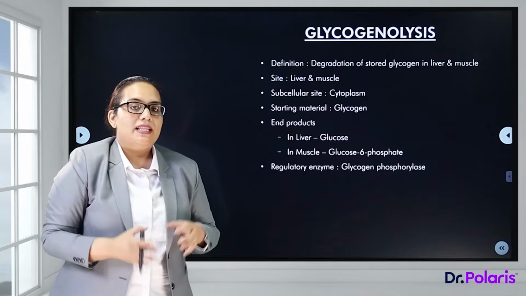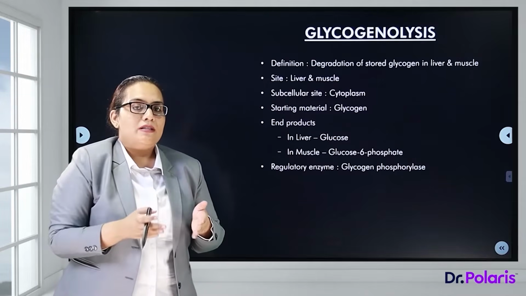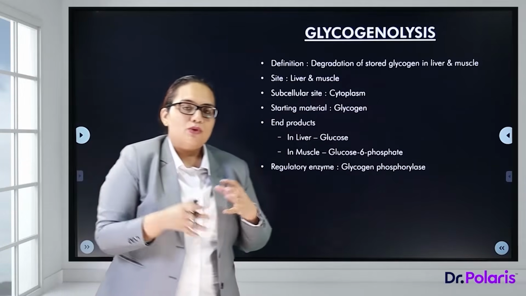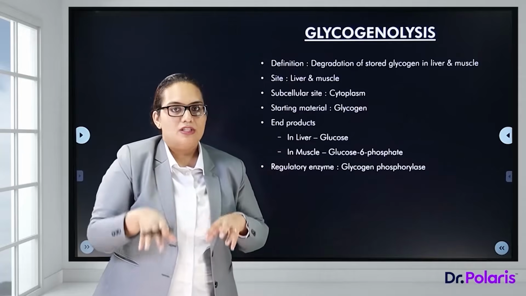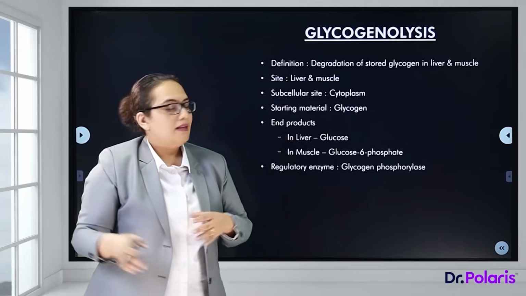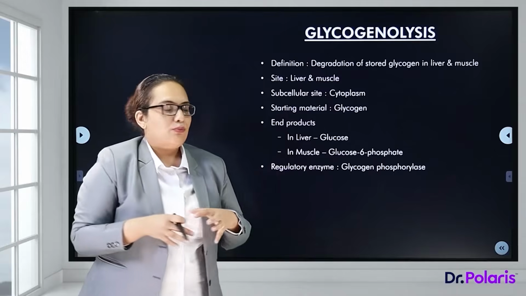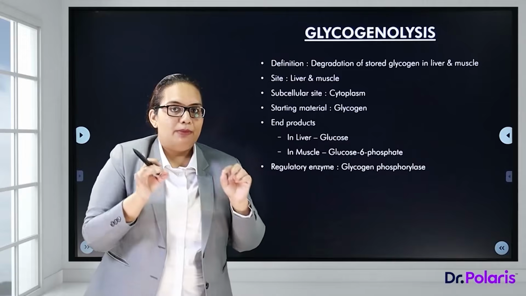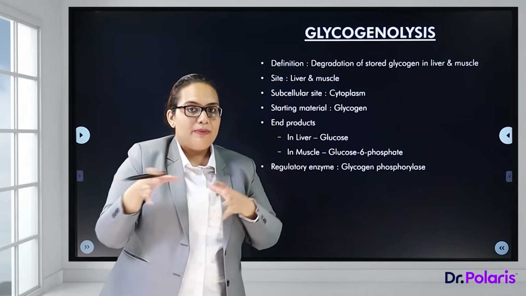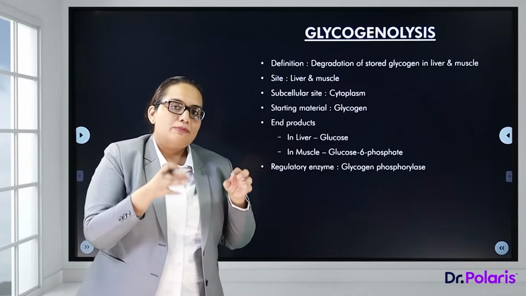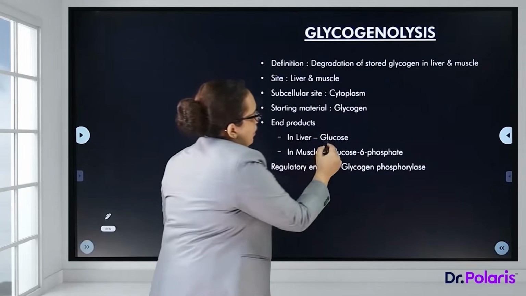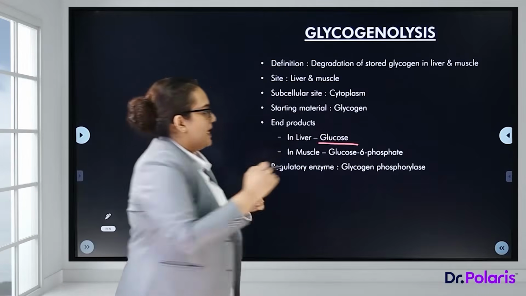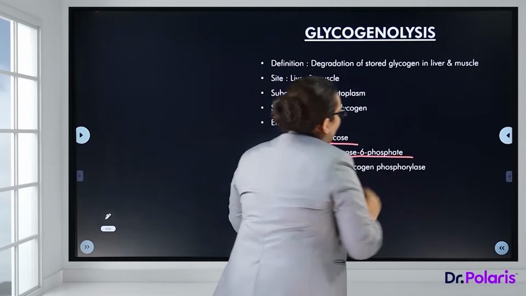Now we'll move on to the next one, that is glycogenolysis, in other words, breakdown of glycogen to form glucose. The main site where glycogenolysis occurs is where glycogen is stored, so you have liver and muscle. And again, the subcellular site is cytoplasm. Starting material obviously is glycogen, but the end products will vary depending on where the glycogen is being broken down. In the liver, the end product will always be glucose. But if the breakdown is occurring within the muscle, then the end product will be glucose 6-phosphate.